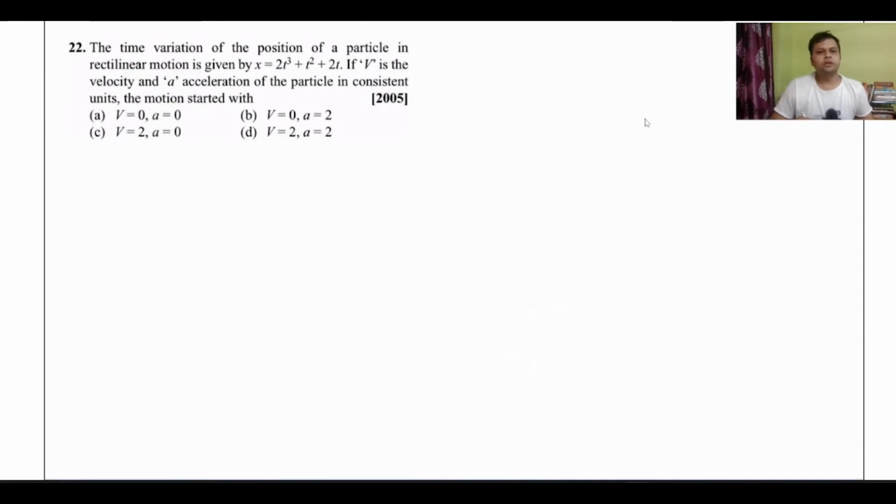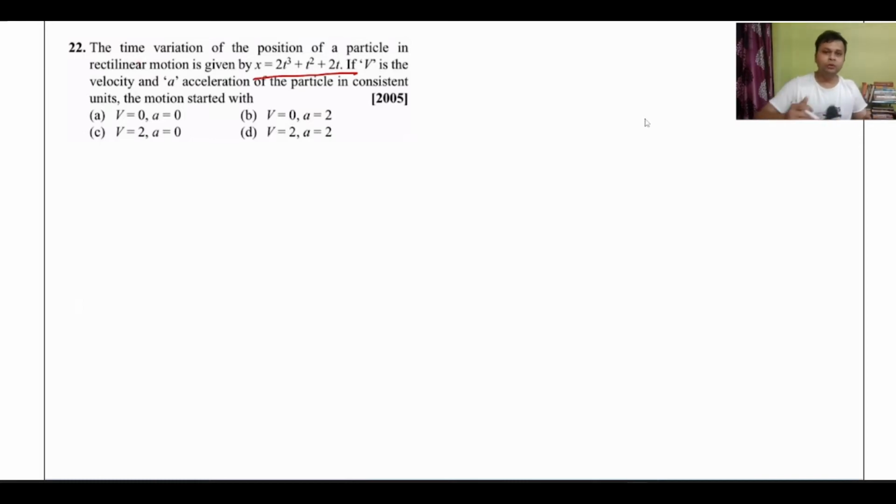The time variation of the position of a particle in rectilinear motion. What is rectilinear motion? Motion in a straight line. It is given by x is equal to 2t cube plus t square plus 2t, where t is time. If v is the velocity and a is the acceleration.